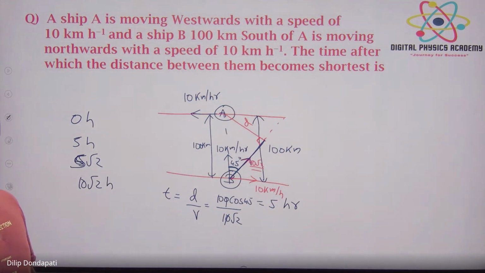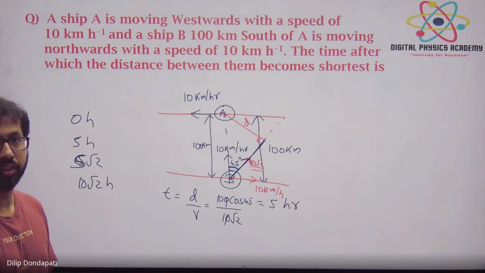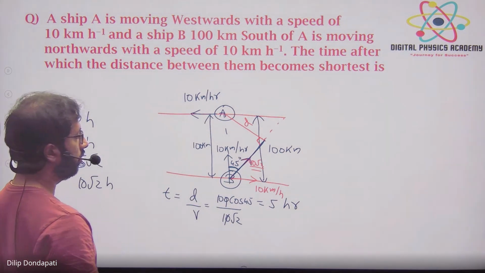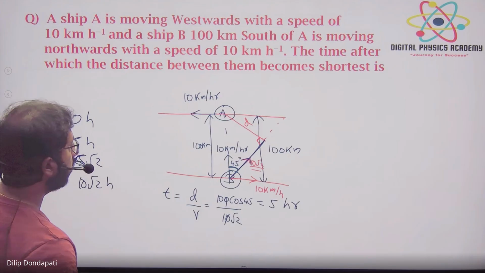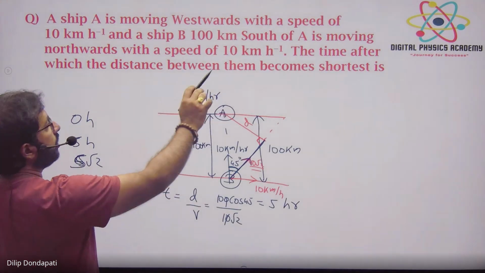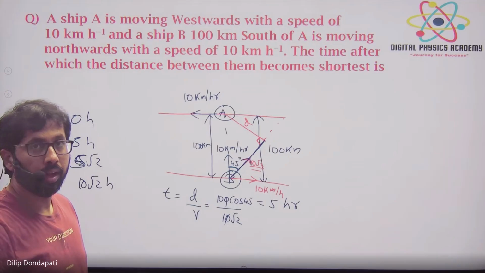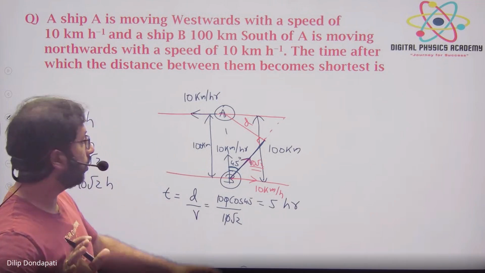Now suppose in this question they ask for the shortest distance. How to find it? It would be 50 root 2. Like 100 cos 45, the distance will be 100 sin 45. I used a right angle triangle and trigonometry. Look, the time after which the distance between the two particles reaches the shortest distance.